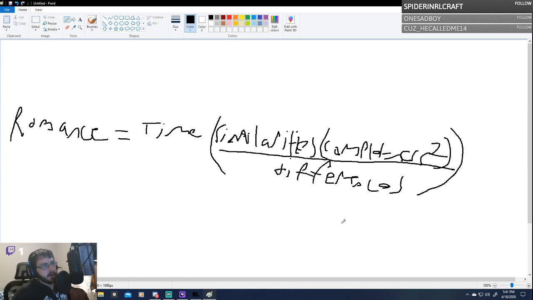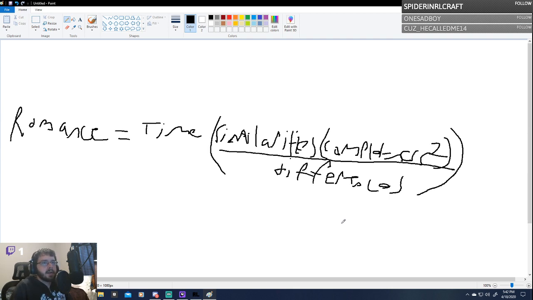It's a rough sketch. It's not complete. But this is the equation that I came up with. Romance equals the time that the two people know each other multiplied by the similarities times the completeness squared divided by the differences. And that equals the quantifiable romance of that relationship. So if we break it down, you can see the time. Time is, of course, the amount of time those two people have known each other. They've been together. They've been through more things than most other people. It's the amount of time the two have known each other and have interacted. That is the time for the romance.